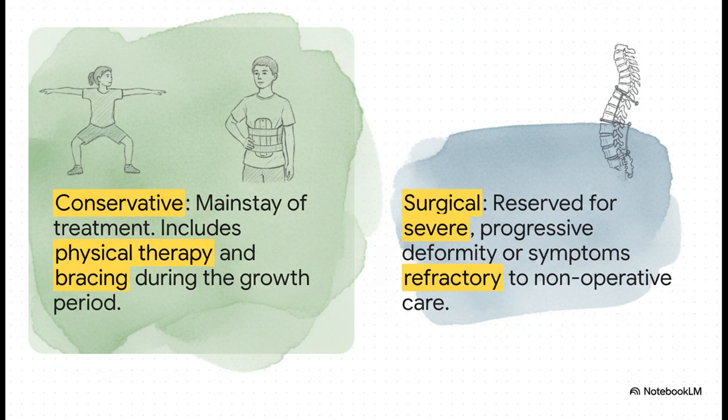Now, how we treat it is a whole different ballgame compared to scoliosis. Remember that super strict angle-driven algorithm for scoliosis? Forget it. For Scheuermann's, the approach is almost always conservative first. We're talking physical therapy, maybe some bracing while the patient is still growing. Surgery is really a last resort, saved only for those really severe progressive cases or when the patient's symptoms just won't respond to anything else.